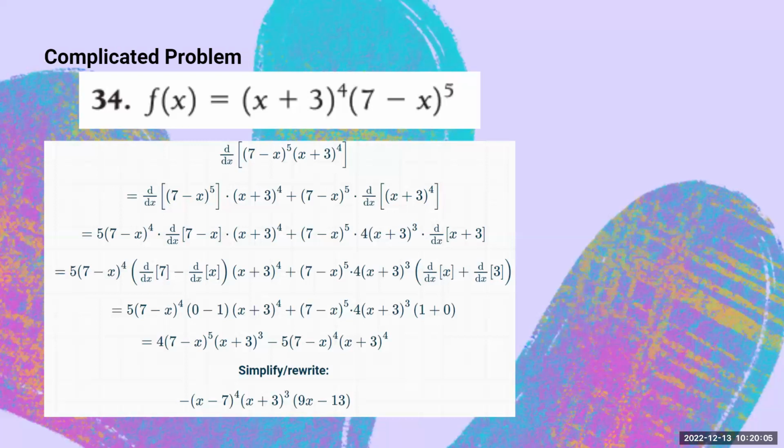4 open parentheses 7 minus x to the fifth power, open parentheses x plus 3 to the third power, minus 5 open parentheses 7 minus x to the fourth power, close parentheses, open parentheses x plus 3 close parentheses to the fourth power, and then the simplified version is down here.